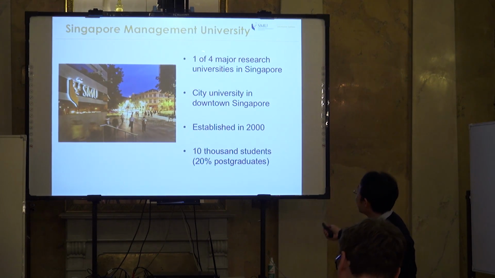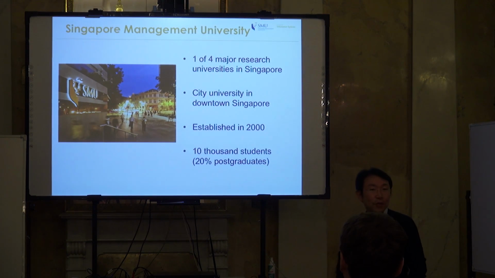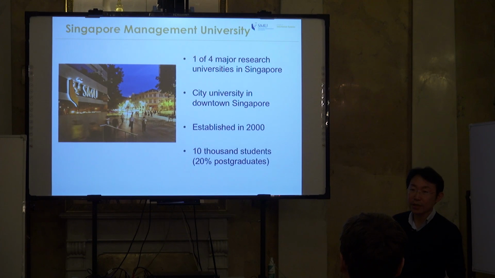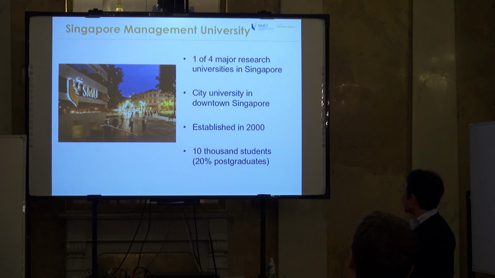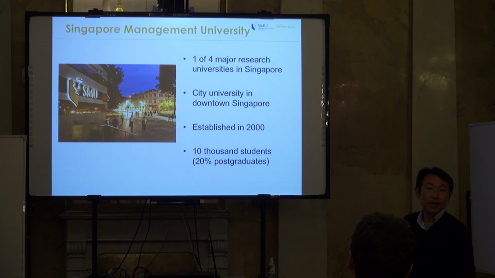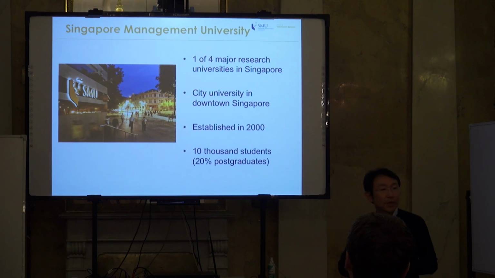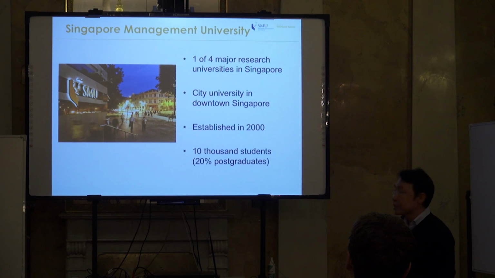Singapore Management University is one of the 4 research universities in Singapore. We are unique in the sense that we are located in the downtown of Singapore, right in the middle of the city. We were established in the year 2000, so we've been around for about 17, 18 years. The number of students is about 10,000. 20% of them are postgraduates, mostly masters, and probably about 5% or so are PhDs.